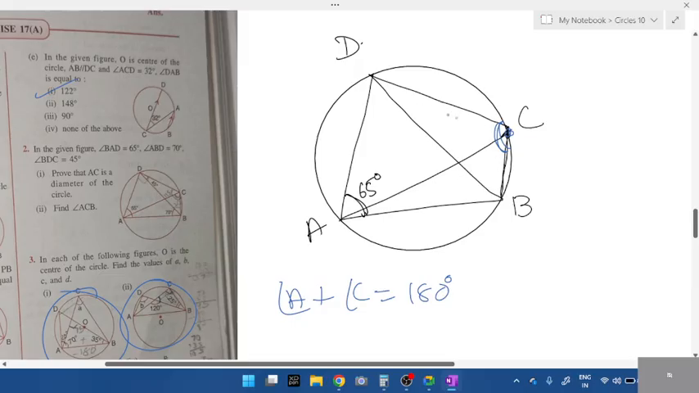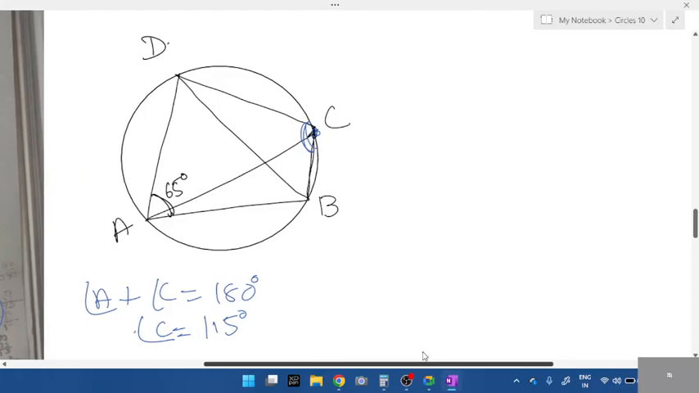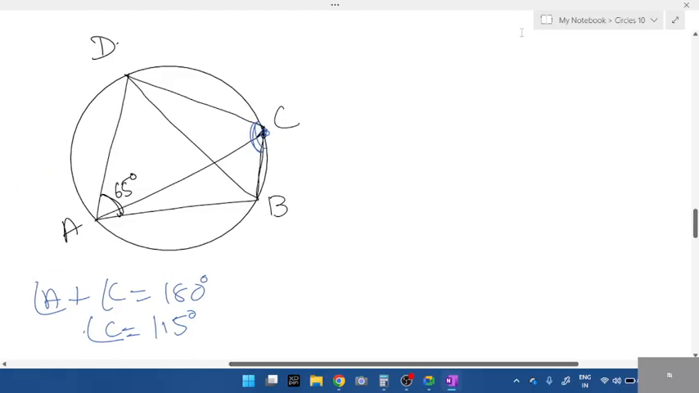What's the angle for DCB, students? Angle C is 180 minus 65, which is 115. What have they asked us to find? Prove that AC is a diameter. Okay. How do you prove AC is a diameter? It is the reverse concept.